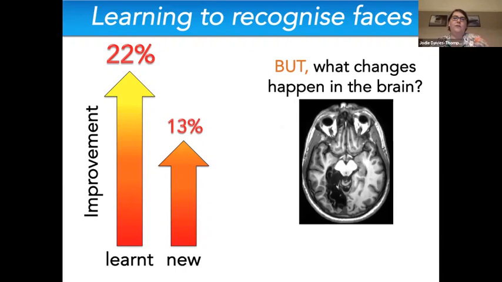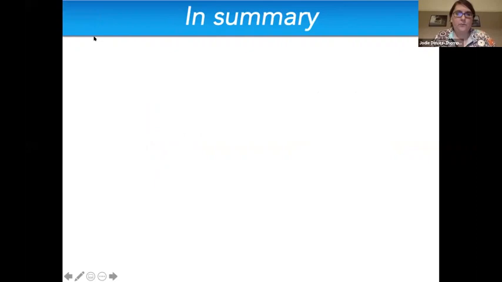But what changes happen in the brain? Well, it's all well and good seeing improvements in individuals, and that is indeed the end goal. You want people to improve in face recognition. But what's actually going on in the brain? Well, we can get people into the MRI scanner, and we can look before and after the training program, and we can see what changes are happening in the brain. I'm not going to go into that now, but basically, we did this in a bunch of individuals with prosopagnosia, and we did find some changes, specifically that some areas of the brain seem to be talking more to other areas of the brain.